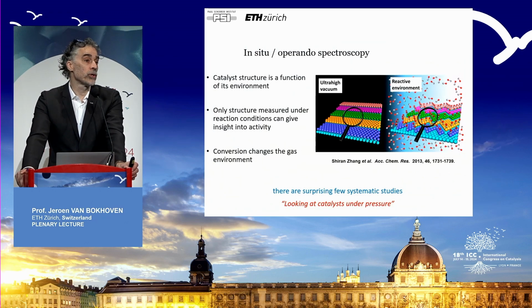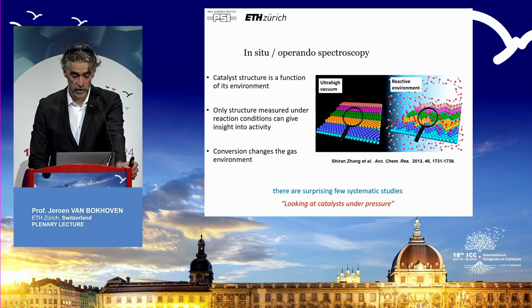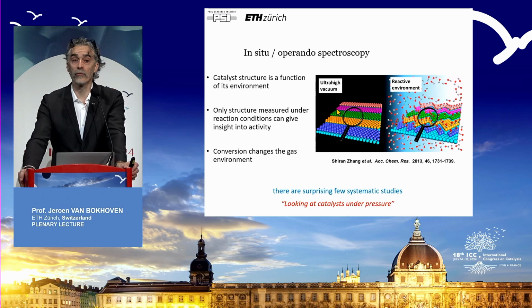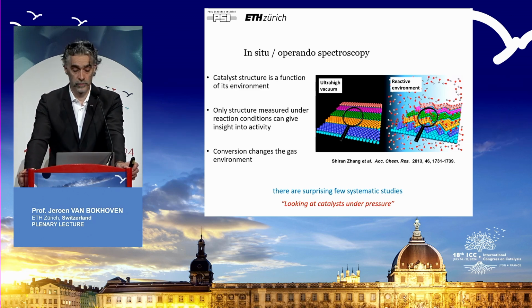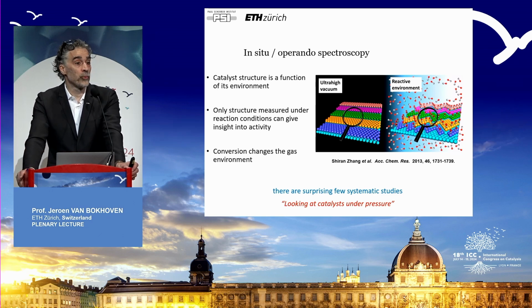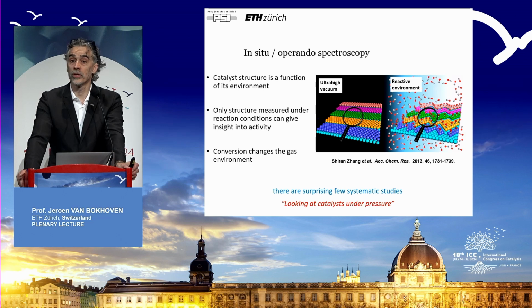In the catalytic community, in situ and operando characterization has been introduced and is very widely used. The reason is that a catalyst structure is a function of its environment. Under vacuum conditions, the surface may be perfectly organized, but in the presence of reactants, a surface may look very different. And then you come to the premise that only the structure measured under reactor-relevant conditions can give you insight into the activity.